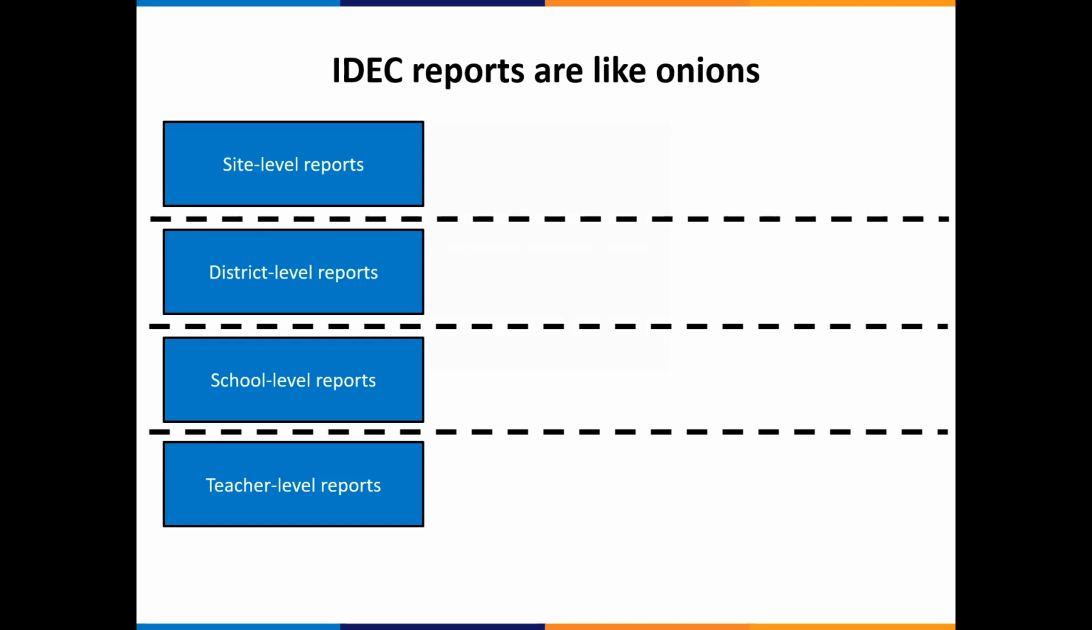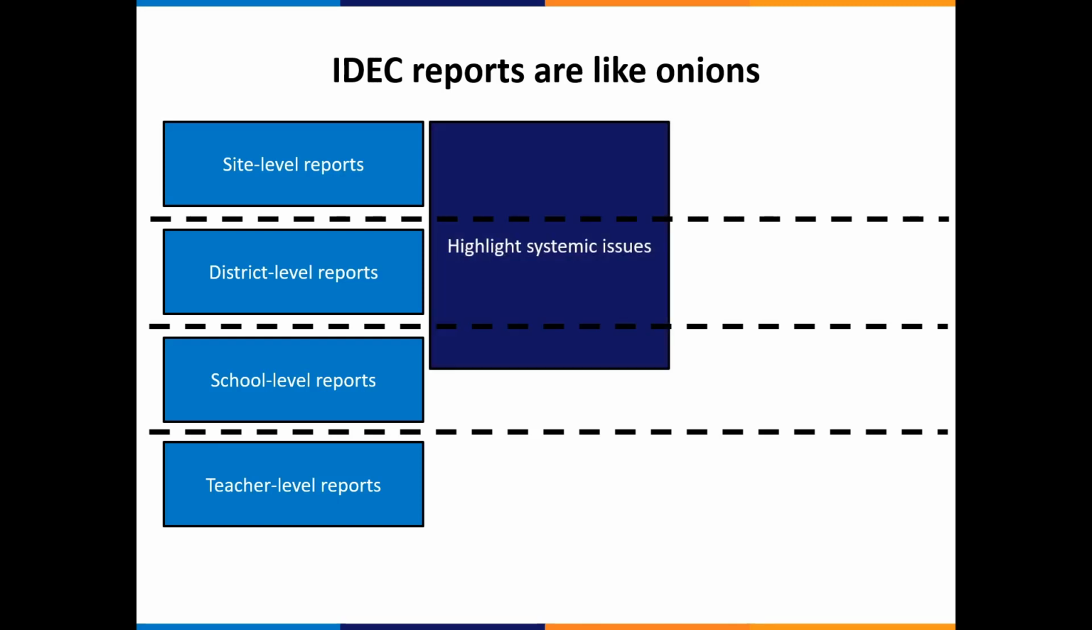In general, the upper layers of our onions, the site reports and down to our school reports a little bit, can help highlight or reveal systemic problems within your data. They may not tell you specifically which teachers or students, but as systemic problems are happening, the results of those issues appear in your data in those reports. So we can use these layers of reports to help highlight these systemic issues.